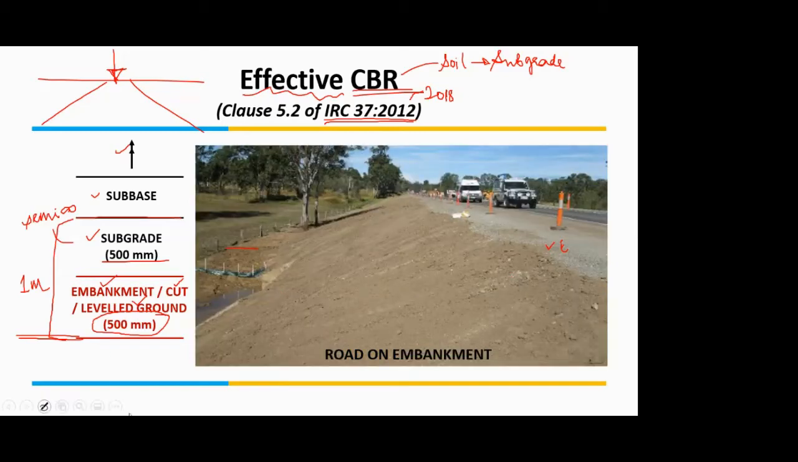So this is an example of a road on embankment. As you can clearly see, the existing or surrounding ground is at this level. So this is the surrounding ground, and then this is the embankment that you have. This complete thing from here up to here is an embankment.